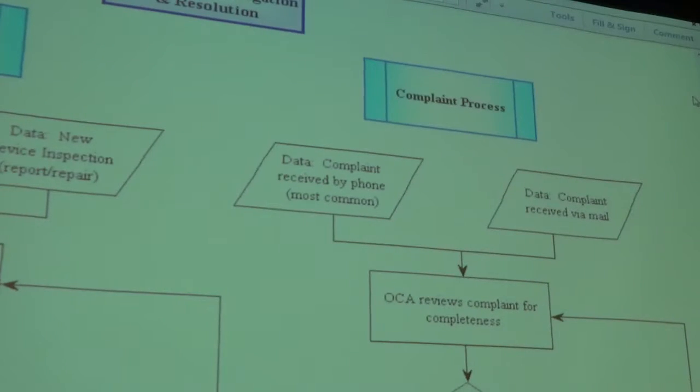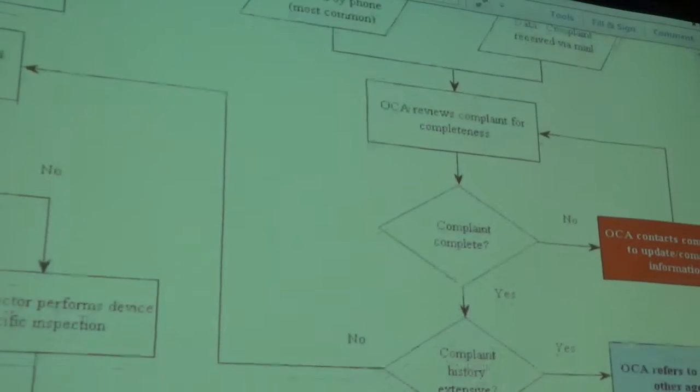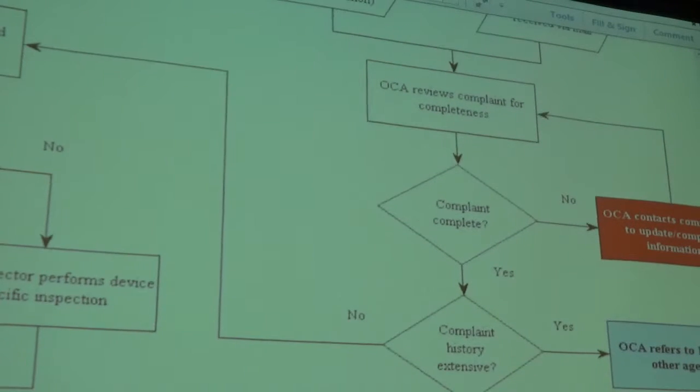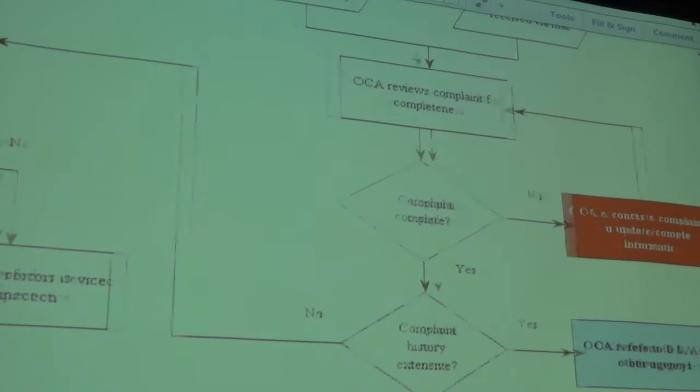Right, yeah, the complaint process. That complaint process has either a complaint received by phone or by mail. OCA, similar to the other, looks at the completeness. Complete: no, yes. That's a decision point.